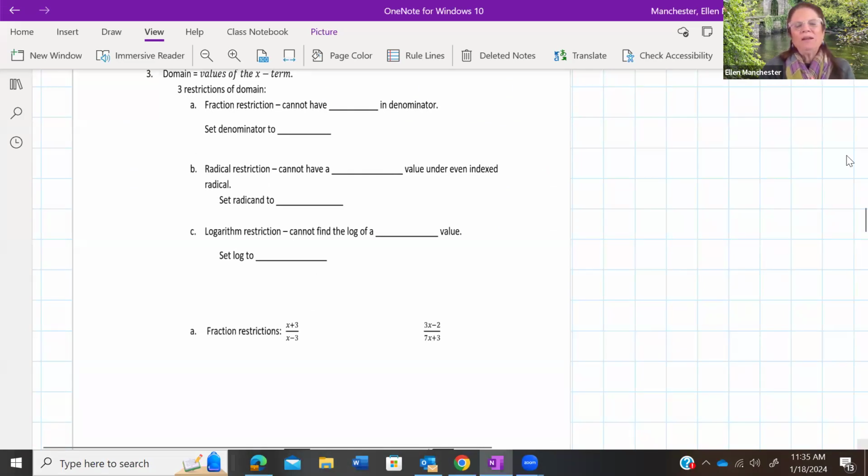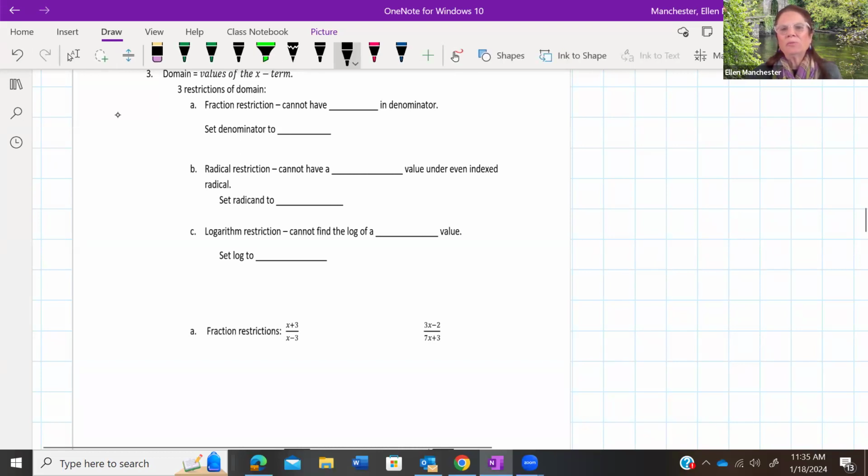And remember, domain is just the value of the X term. So when you have a polynomial, there's no restrictions. A polynomial is like 3x to the 5th plus 2x to the 3rd minus 4. This is considered a polynomial. So when we're looking for domain restrictions, what we're looking for is what are the values that X cannot be?